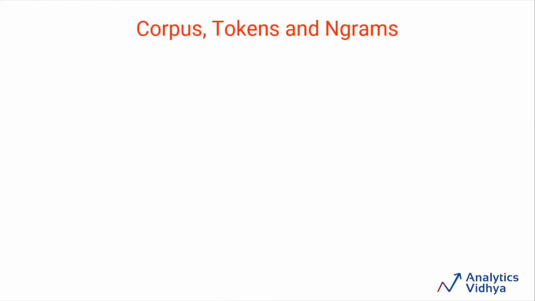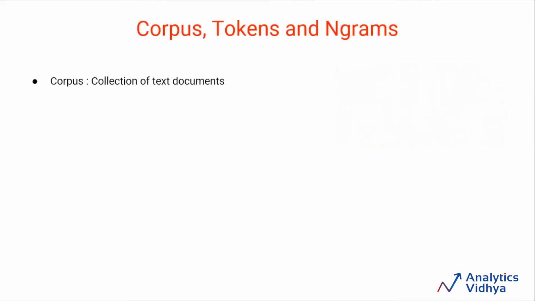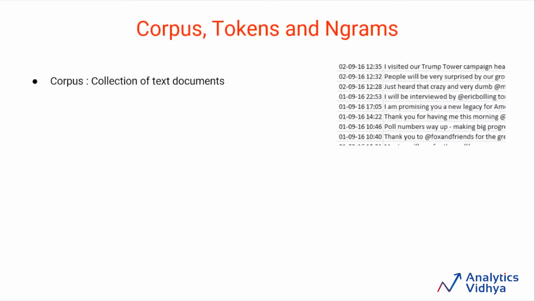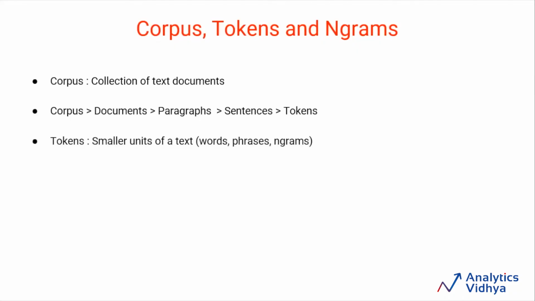First, let's discuss the meaning of the terms corpus, tokens and n-grams. A corpus is defined as a collection of text documents. For example, a dataset containing news is a corpus, or tweets containing Twitter data is a corpus. So a corpus consists of documents, documents comprise paragraphs, paragraphs comprise sentences, and sentences comprise further smaller units which are called tokens. Tokens can be words, phrases, or n-grams. And n-grams are defined as a group of n words together.